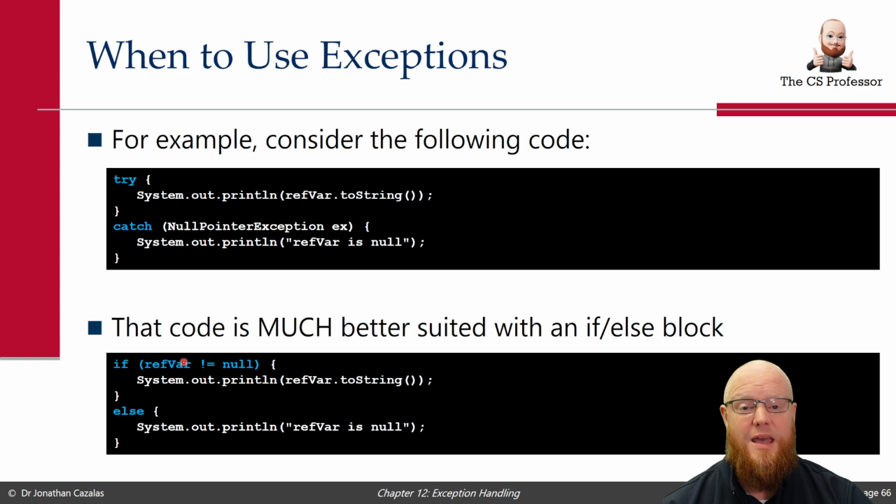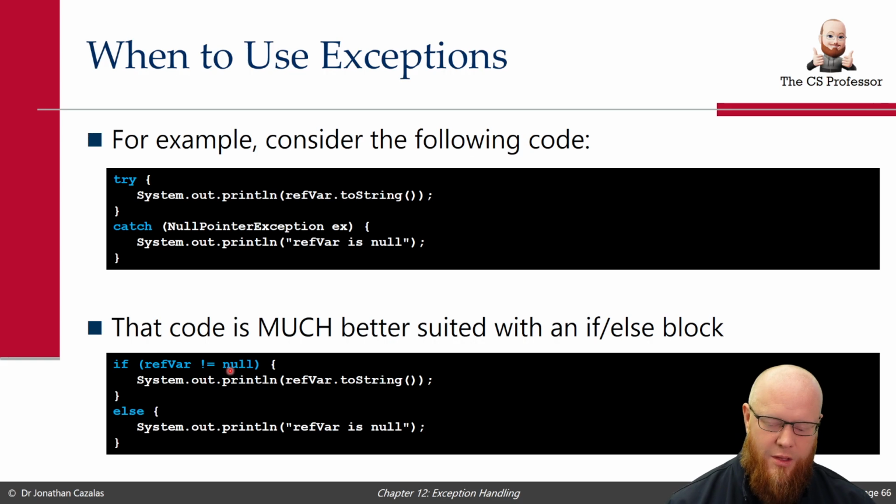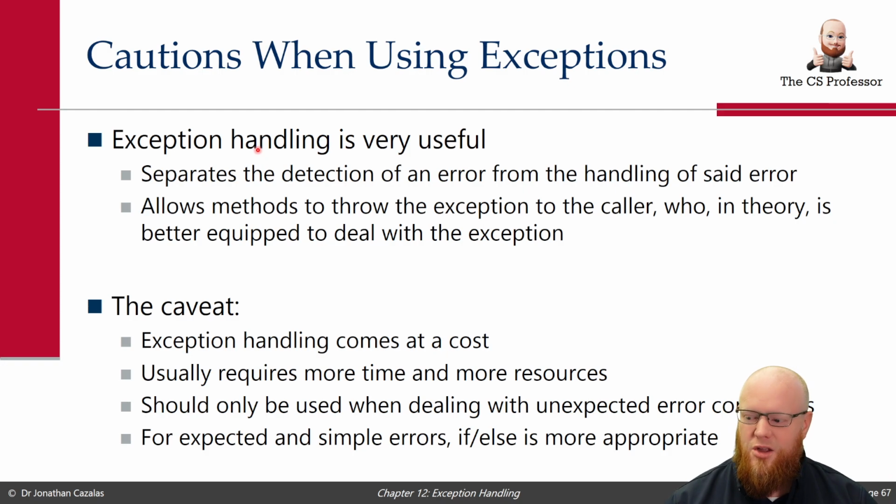We would say, hey, if this string reference variable was actually null, then we're going to print its null, but if it was not null, print the string. There's no need to use a try-catch on something so trivial. Last slide. Caution simply is that exception handling is super, super useful, separating the detection of the errors from the handling of the error, allowing us to pass that exception back to whoever is most prepared to handle it and deal with that exception, right? To pass it back to the calling method.